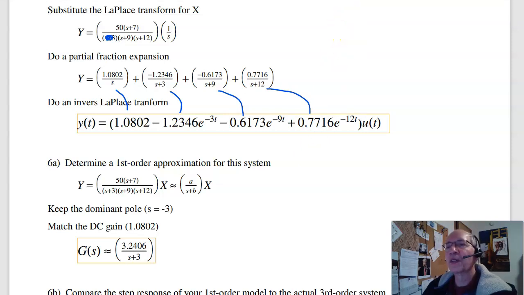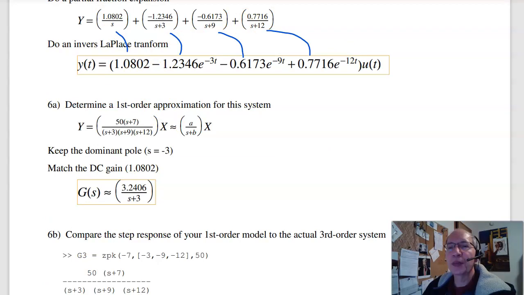If I want a first order approximation for the system, what I do is I keep the dominant pole, that's the pole closest to s equals 0, and match the DC gain. So here's my dominant pole, keep that, find the DC gain. The DC gain of the system is 1.08. Pick the numerator to make the DC gain 1.08, gives you 3.24. That's roughly g of s.